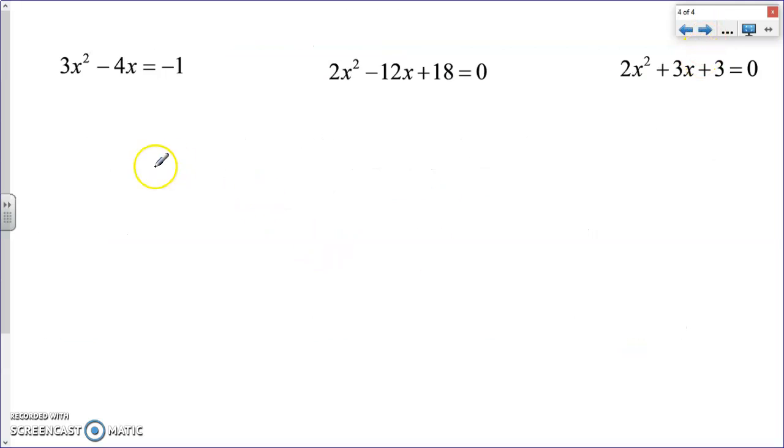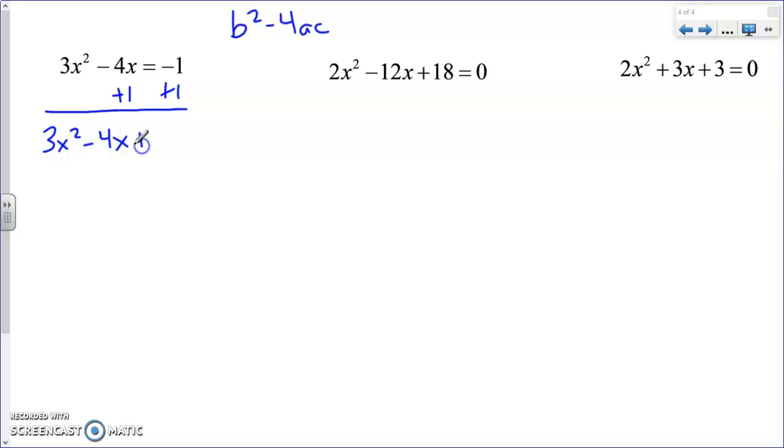Okay, your next one here we're going to actually use that discriminant formula, b squared minus 4ac. You will need to know that. We're going to use it to find out if there are real roots, and how many. So first thing we have to do is get it equal to 0, just like we did when we solved. So we're going to add 1 to both sides. So we get 3x squared minus 4x plus 1 equals 0. So you want to get everything equal to 0.